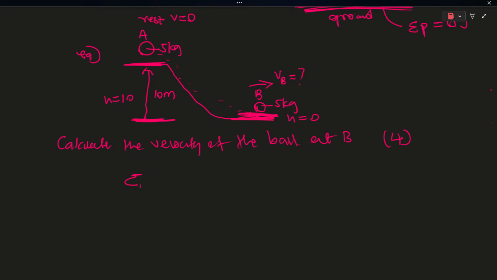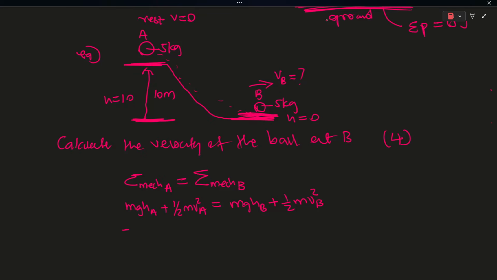We're going to say E mech at A is equal to E mech at B. Now we expand the formula. It will be mgh at A plus 1 over 2 mv squared at A is equal to mgh at B plus 1 over 2 mv squared at B. Right? This is what you are supposed to do. You are applying the conservation of mechanical energy.